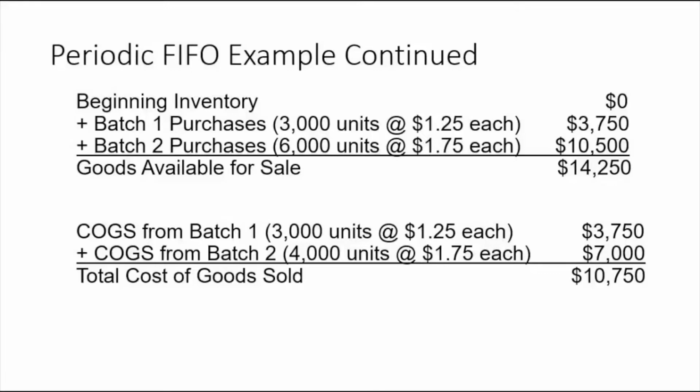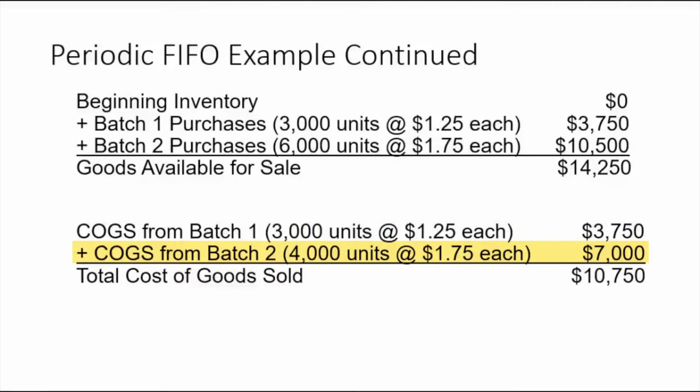Goods available for sale will be consistent between FIFO and LIFO and weighted average, because we're not really applying that cost flow assumption yet. We're applying it when we're determining the cost of goods sold and the ending inventory, which we'll do next. So assuming that we sell our oldest goods first, because we are using the first in, first out assumption, we want to sell all of our goods from batch 1 first. So we will assume that we've sold 3,000 units, which is our entire batch, from batch 1 at $1.25 each.